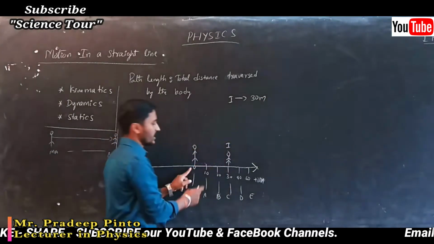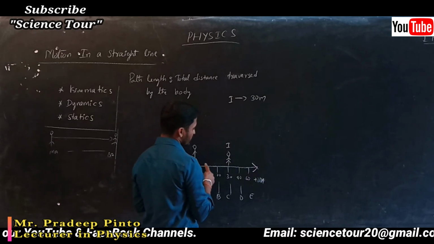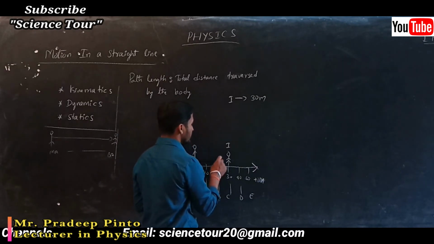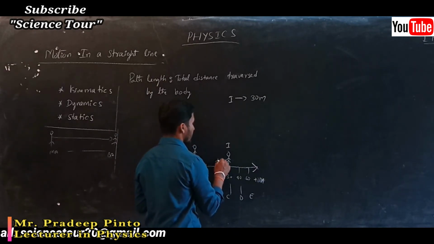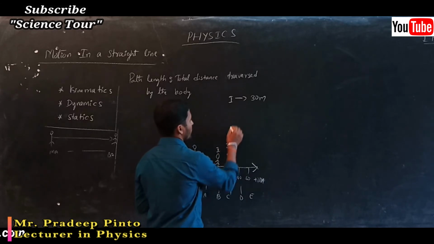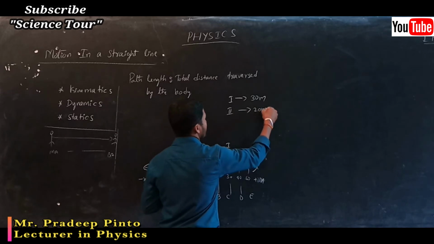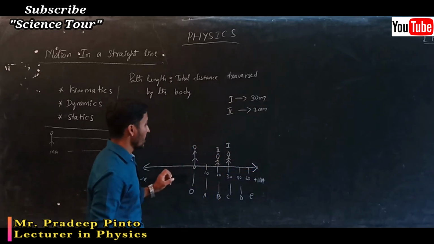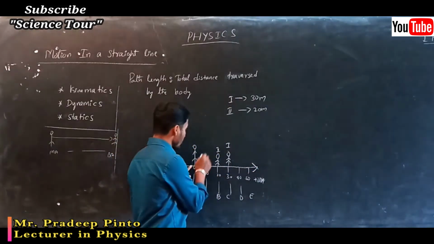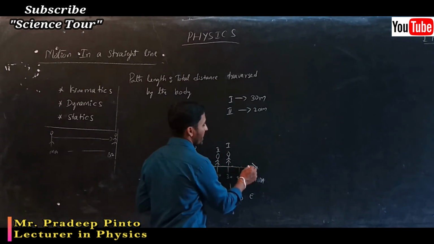Now the next scenario, what happens? This person moves here till 20. Okay, that is the second scenario. In the second scenario, what is the path length? That is 20 meters, because it is the total distance. Now what happens in a third scenario? This person goes here to the market.